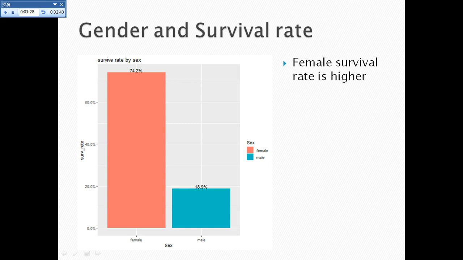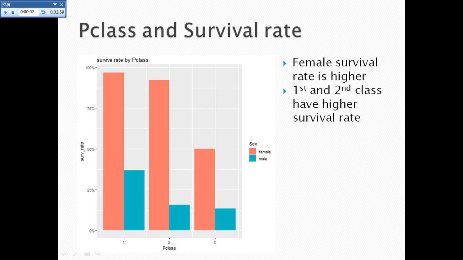Thirdly, when Titanic sent distress signals, another ship named California failed to provide help. Let's move on to P-class and the survival rate.